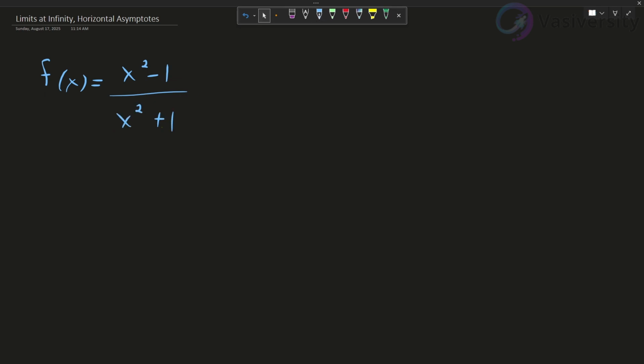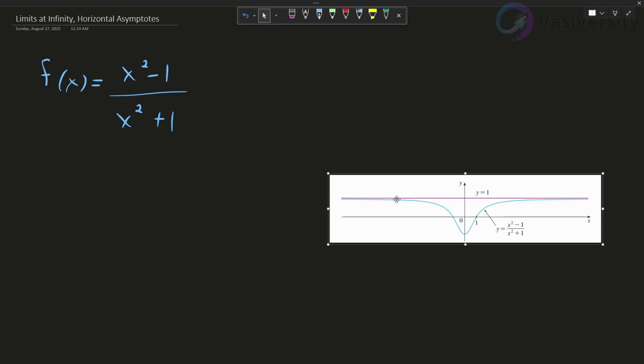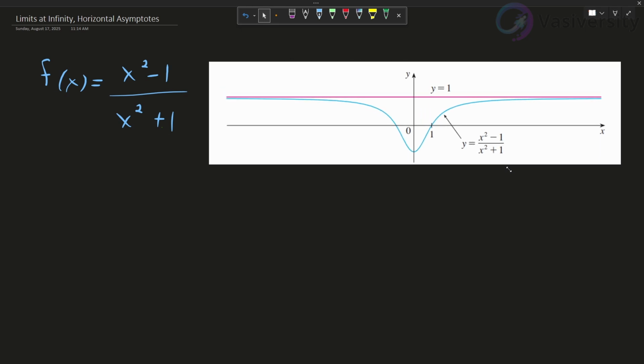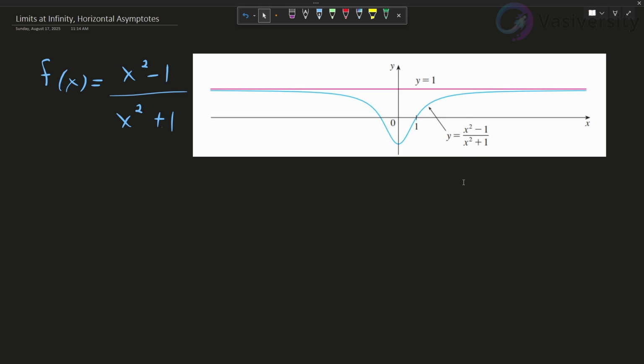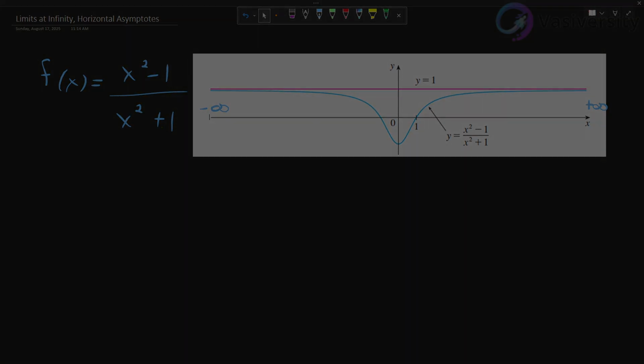Okay, so if we decide to graph it, the graph is going to look like the following, right? As you can notice, if we approach positive infinity, which is here on the right side, or negative infinity on the left side, in both cases we're going to be approaching a horizontal asymptote of y equal to 1. Okay, so that gives us an idea.